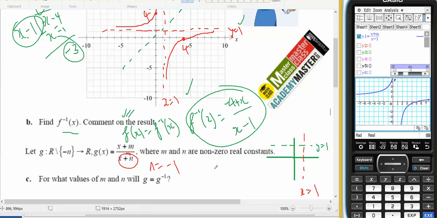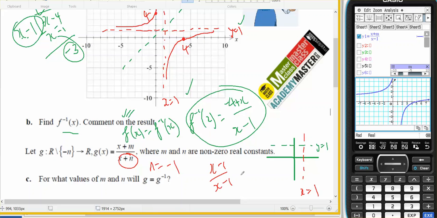And of course, when I've got (x - 1) over (x - 1), that cancels to give you a 1, which means y equals 1. Okay, so n equals -1, and m is an element of everything except -1. That's what part C is.